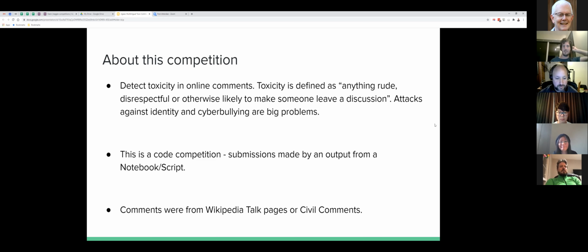And the comments themselves were from Wikipedia talk pages or Civil Comments. I'll go into what Wikipedia talk pages are in a moment, but Civil Comments was a company that created a very user-friendly platform for detecting toxic comments. It was like a plugin you would put on your browser, and I'm not actually quite sure how it worked, but it would pick up and say that this is toxic. But this is where the data for training and for testing came from.